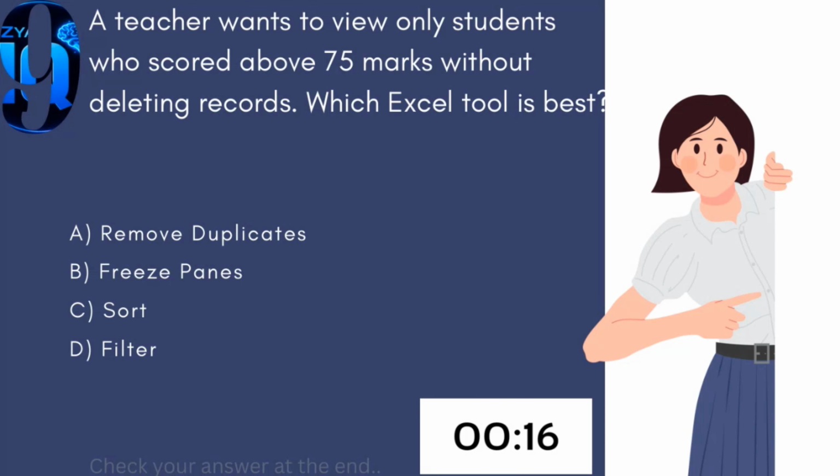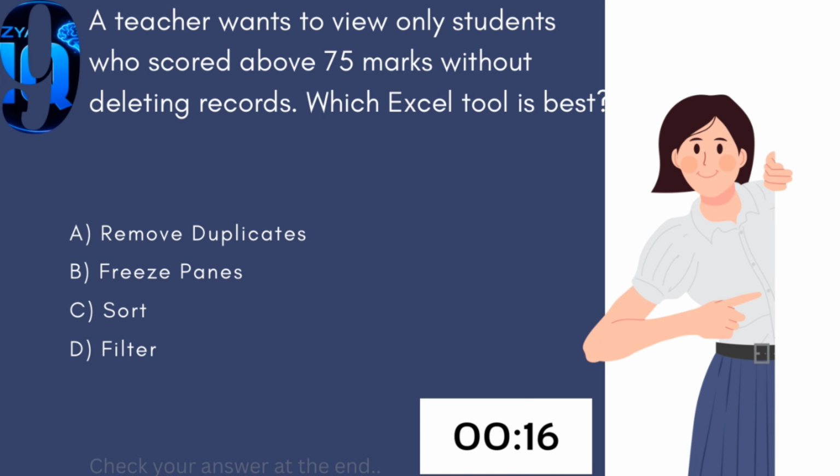Now let's look at this scenario. Imagine you're a teacher trying to analyze your class scores. You want to see only the students who scored above 75 marks, but you don't want to delete any data. So, what's the best way to do this in Excel? Well, the key here is to filter your data without losing any information. The options given are remove duplicates, freeze panes, sort, and filter.